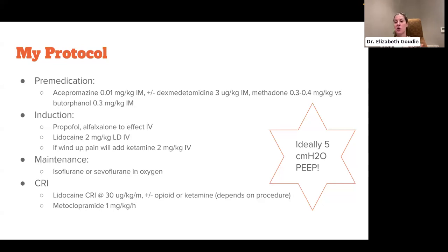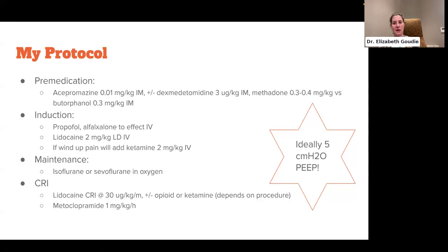I think it's a little bit smoother. There's a little less GI signs. There's a little less increase in vagal tone, which these guys obviously are predisposed to as well with their respiratory disease. I'll use butorphanol, and I really like butorphanol CRIs in MRI. My inductions are propofol and alfaxalone to effect. I like lidocaine, 2 milligrams per kilogram as a loading dose in my canine brachycephalics.